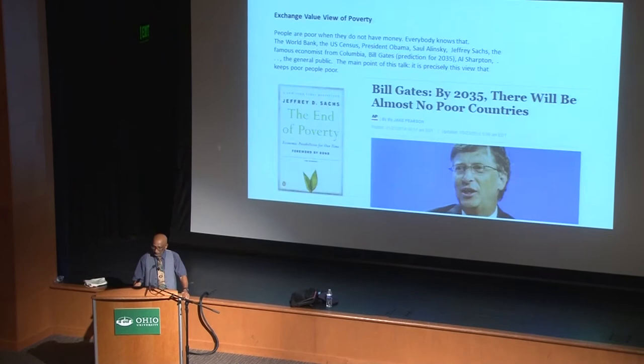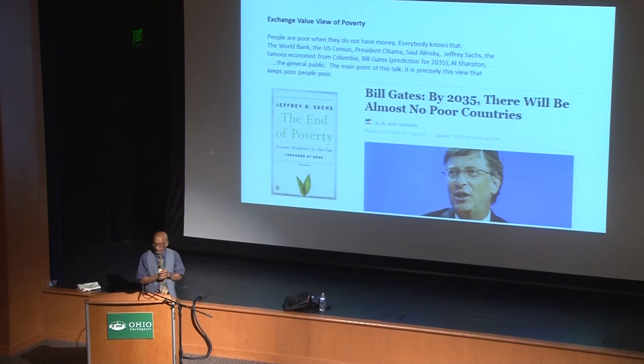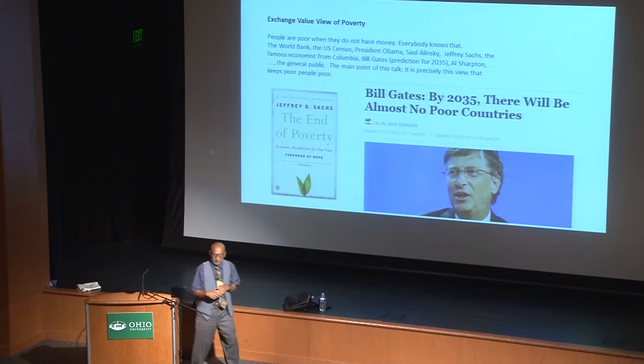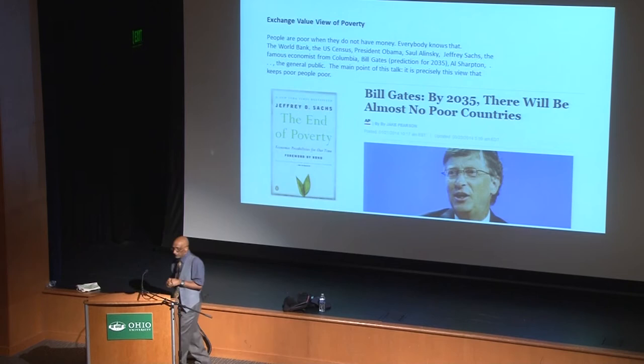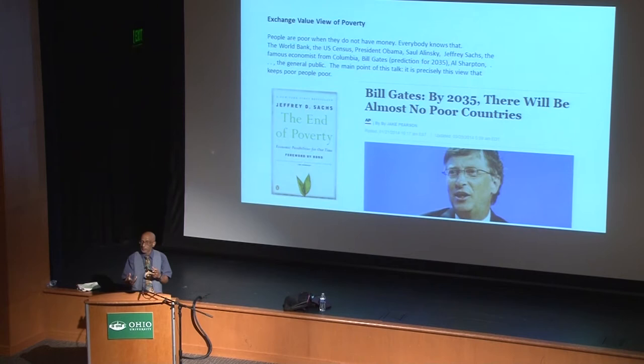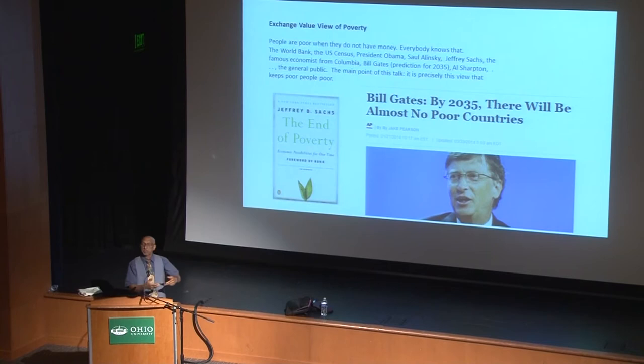The exchange value view of poverty says that people are poor when they don't have money. Everybody knows that. I should pitch that line to the Geico commercial. Everybody knows that, right? So if you look around, that's what the World Bank tells you when they measure poverty. You're poor if you have less than $2 a day. You're extremely poor if you have less than $1 a day.